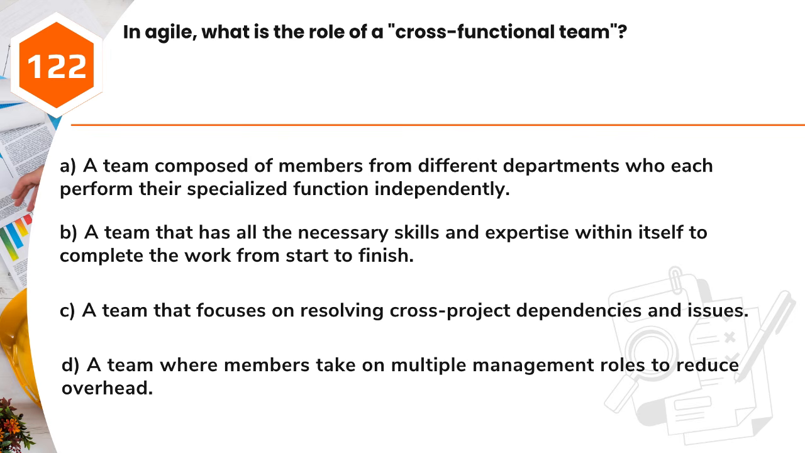Question 122. In Agile, what is the role of a cross-functional team? A. A team composed of members from different departments who each perform their specialized function independently. B. A team that has all the necessary skills and expertise within itself to complete the work from start to finish. C. A team that focuses on resolving cross-project dependencies and issues. D. A team where members take on multiple management roles to reduce overhead.